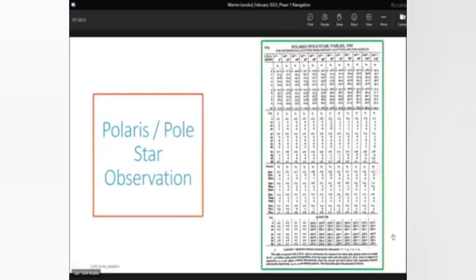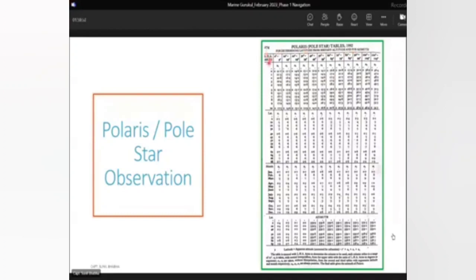Now this correction which we apply to the altitude of the pole star, or altitude of Polaris, to obtain our observed latitude is available in the almanac. We have a Polaris pole star table. You can see the Polaris pole star table in the 1992 almanac on the screen now. It's given on page number 274.